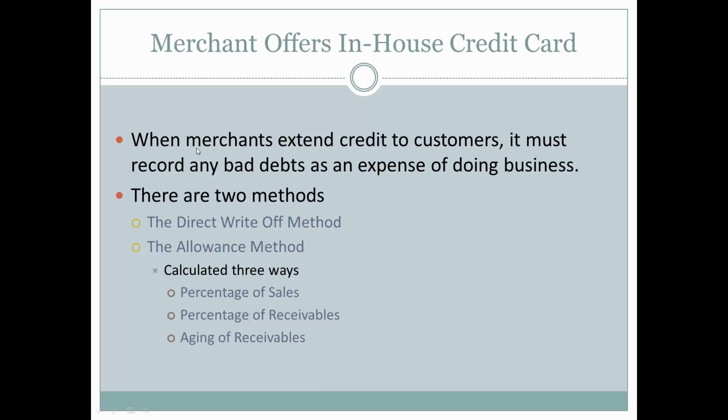Now the prior example was for third-party providers. Now we're going to switch topics and we're going to talk about merchants when they offer an in-house credit card. So this would be something like Sears or JCPenney.